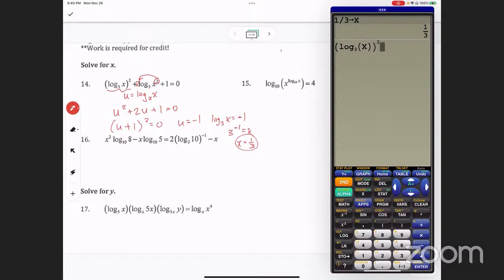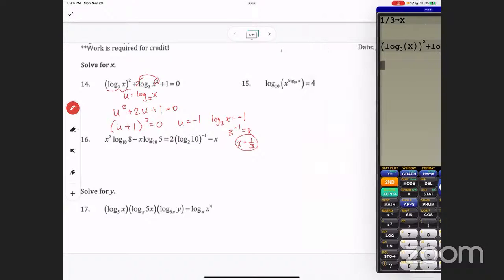See how I'm being very careful how I'm typing them in? Plus, I might as well write this the way that it was originally, which is log base 3 of x squared plus 1. And when I hit enter, what answer should I get? I wonder. Oh, wait. Sorry. You should get 0. I should get 0 because I'm plugging in 1/3 basically into that, which is what I get. So I know I did it right. Okay. Questions about that?